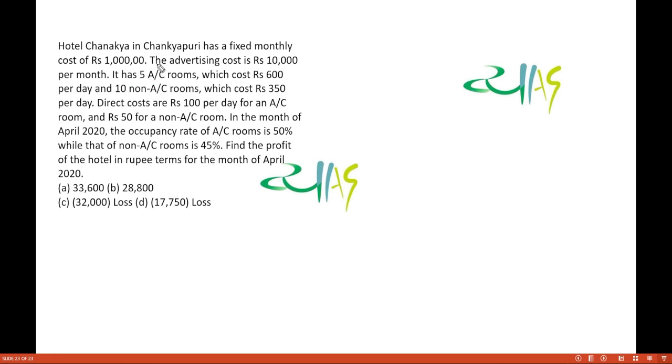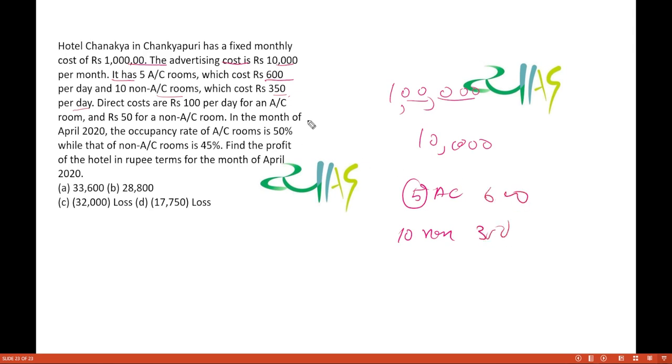Look at this question, guys. It is saying Hotel Chanakya in Chanakyapuri has a fixed monthly cost of 1 lakh rupees. Advertising cost is 10,000 rupees per month. It has 5 AC rooms which cost 600 per day, and we have 10 non-AC rooms which cost rupees 350 per day. Direct costs are rupees 100 per day for an AC room and rupees 50 per day for a non-AC room.